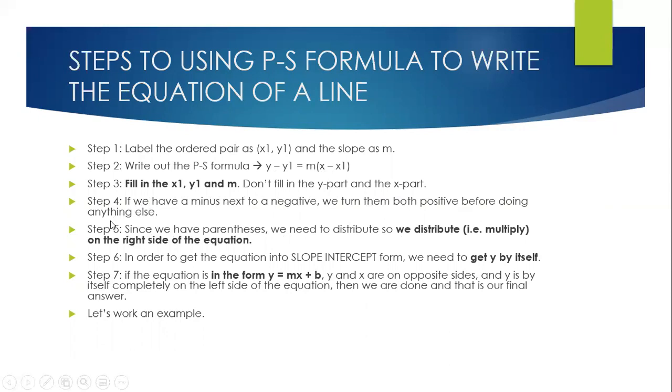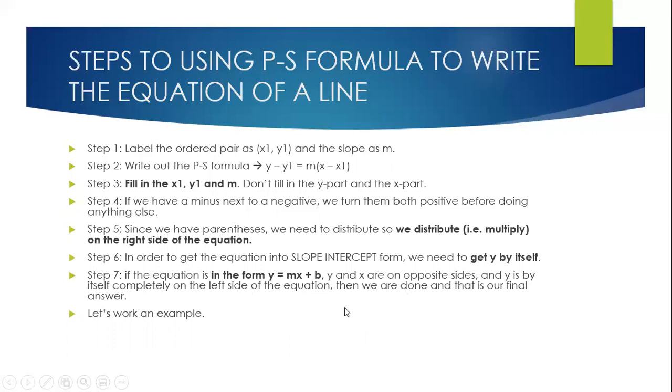So we distribute on the right side of the equation, i.e. multiplying. That's all distributing is, multiplying. So in order to get the equation into slope-intercept form, we need to get y by itself, because when you have slope-intercept form, y is by itself on the left side of the equation. Now, if the equation is in the form y equals mx plus b, in other words, y and x are on opposite sides, and y is by itself completely on the left side of the equation, then we are done. And that is our final answer.